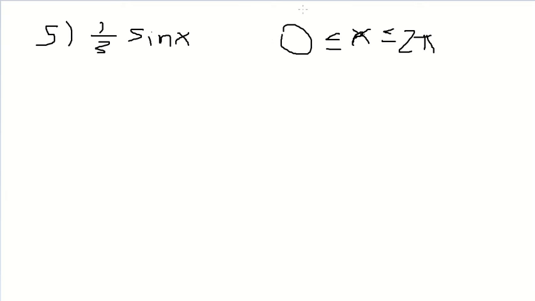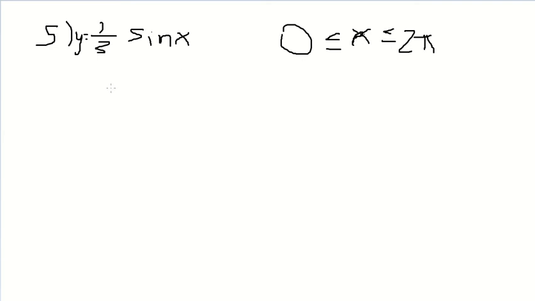Okay, in this lesson we're going to graph sine functions. This problem is taken from the textbook. It's problem number 5. What we have here is y equals 1/3 sine x, and the period is between 0 and 2 pi.